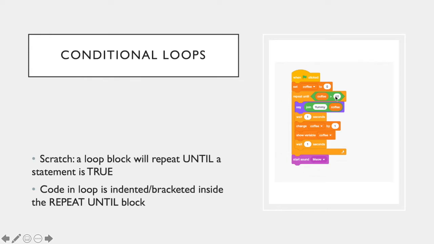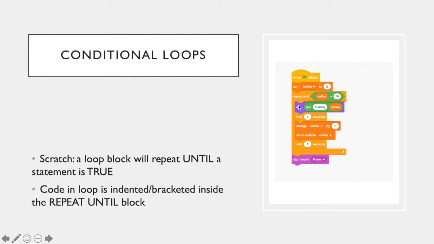Until it reaches a value greater than 10, it's going to do everything within this conditional loop. It's going to say yummy and the variable, it's going to wait, it's going to change the value of coffee by 1. It's going to show it. It's going to wait another second. It's going to kick back up and check again. So we're doing this conditional loop until a statement is true. And you can see here all the blocks are indented. See how they reside within the repeat until block.